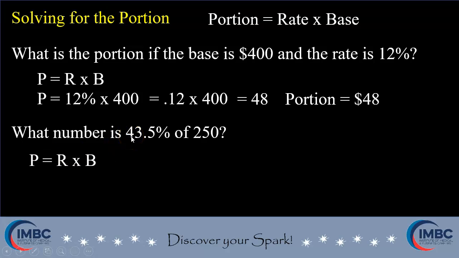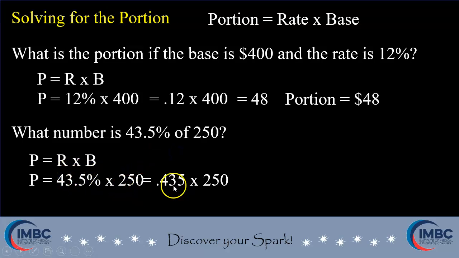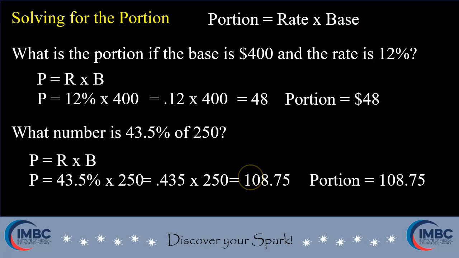We know the rate is 43.5% times the base, 250. We need to change the percent to a decimal equivalent. Move it over 2 places. Drop the percent sign. 0.435 times 250. And I do not mind if you're using a calculator here with any of these. You plug it in, it equals 108.75. So portion equals 108.75.